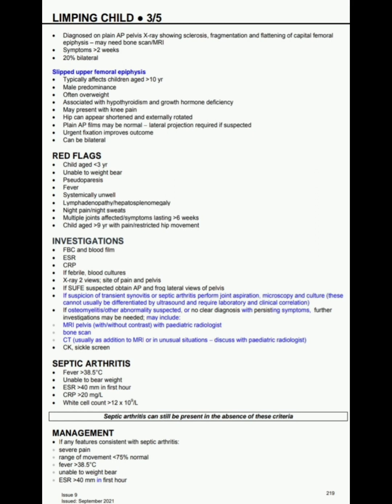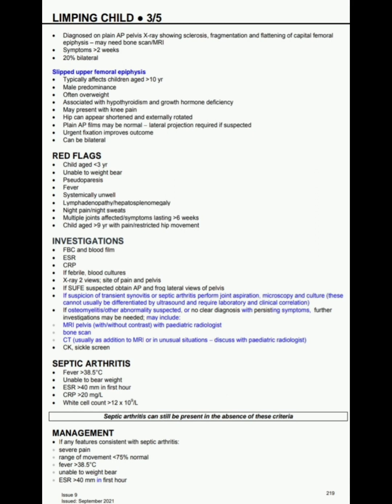If osteomyelitis or other abnormality is suspected, or there is no clear diagnosis with persisting symptoms, further investigation may be needed, which may include MRI pelvis with or without contrast, with a pediatric radiologist. Bone scan and CT are usually in addition to MRI or in unusual situations. Discuss with the pediatric radiologist. Creatine kinase and sickle screen.